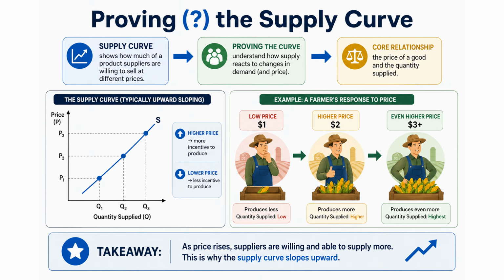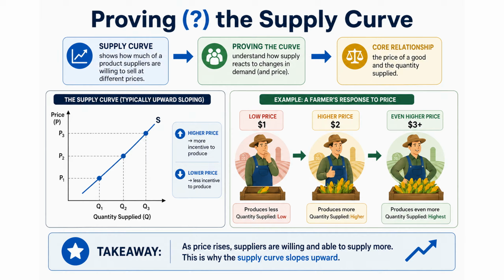For example, consider a farmer who grows apples. If the price of apples rises, the farmer is likely to produce more apples to take advantage of the higher price. What this example shows is that as the price increases, the quantity of apples supplied also increases, demonstrating the basic principle of the supply curve. Understanding the supply curve is crucial for analyzing how changes in market conditions affect production and pricing strategies, which are essential for business planning and economic policy.